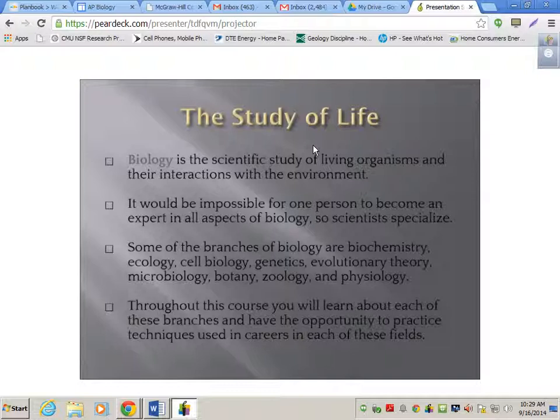So throughout this course, you will learn about each of these branches and have the opportunity to practice techniques used in careers in each of these fields. So if you look at all of those subdivisions of biology, we'll get into zoology a little, not as much as I'd love to because it's not really part of the Michigan curriculum. We'll touch on it. But all of those different areas we will be touching on in this class this year.